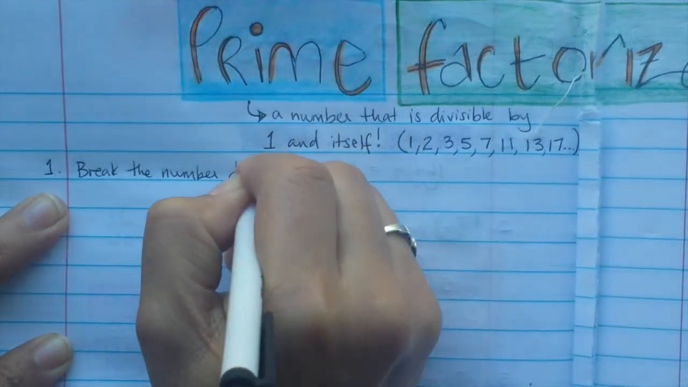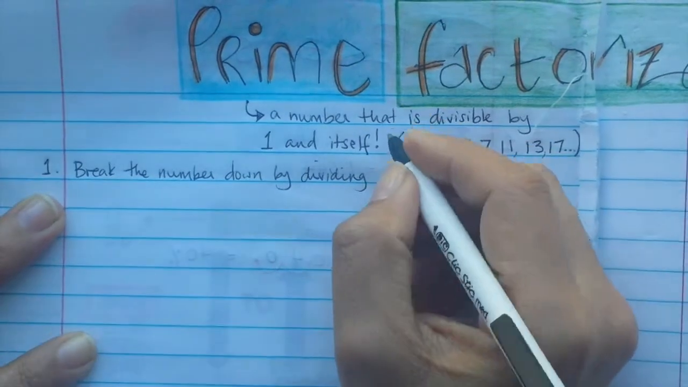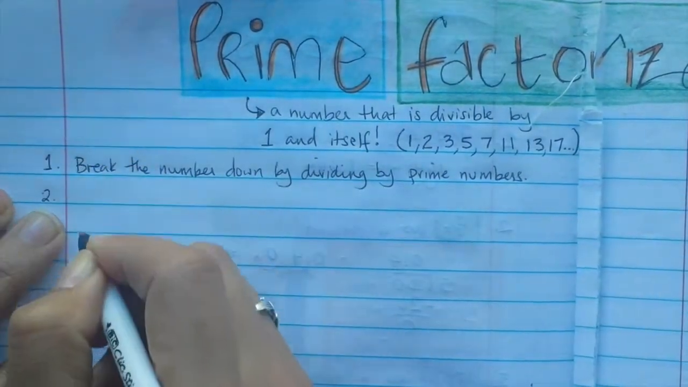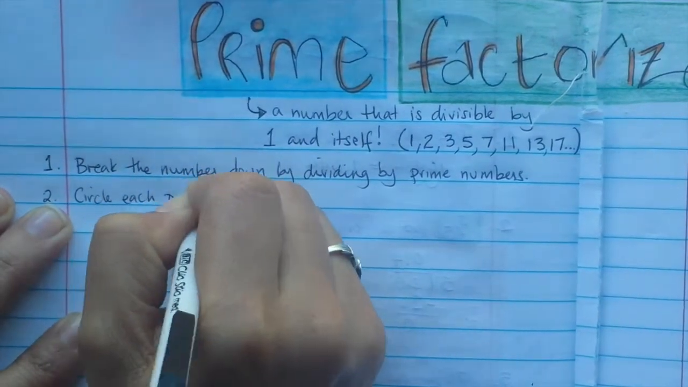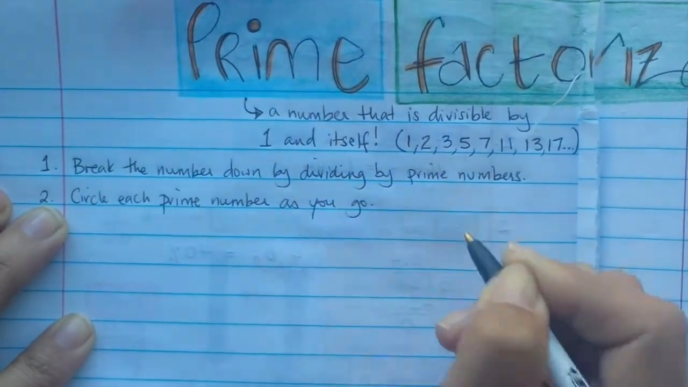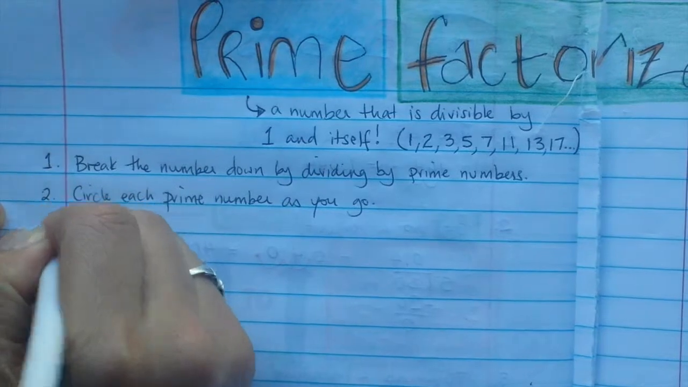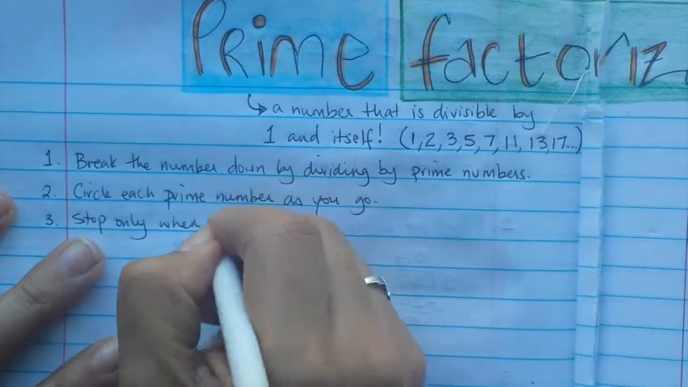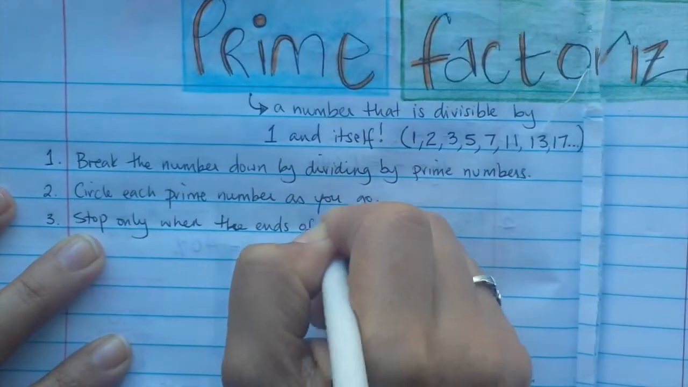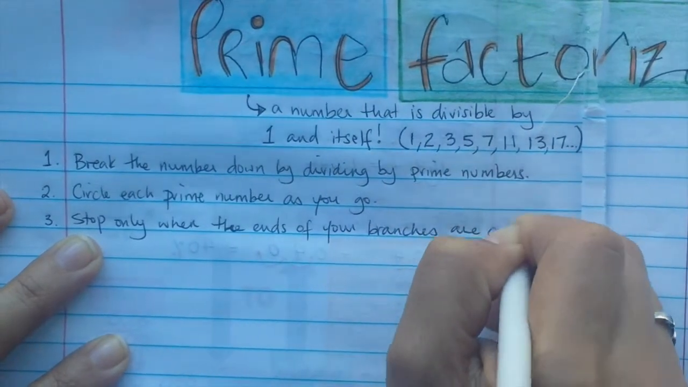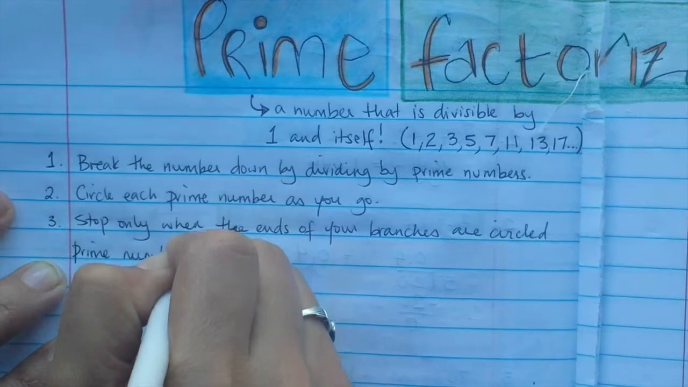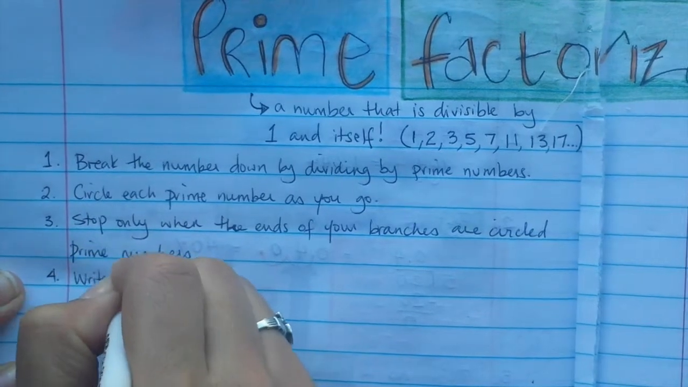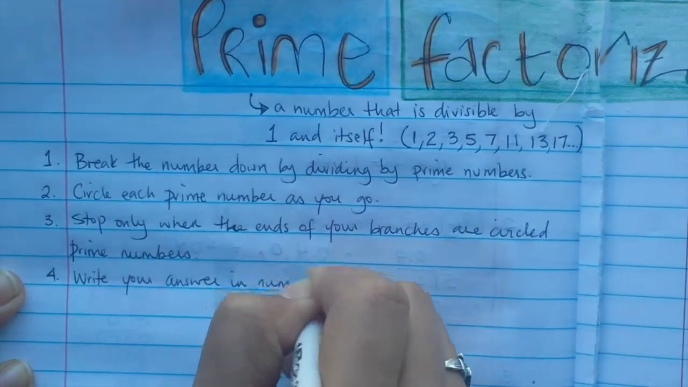Alright, so step number 1 in finding the prime factors: break the number down by dividing by prime numbers. Number 2, circle each prime number as you go. Number 3, stop only when the ends of your branches are circled prime numbers. Step 4, write your answer in numerical order, in other words, from least to greatest.